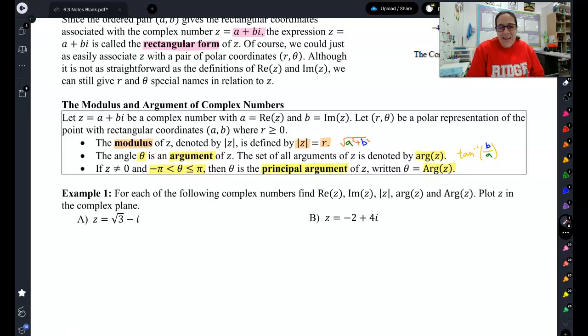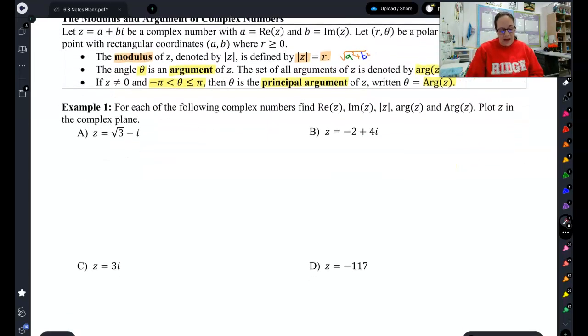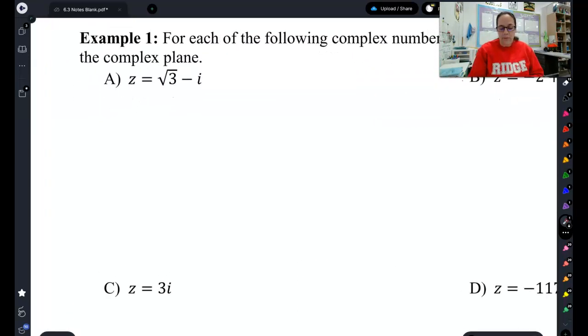So basically, it's the same equations, the same definitions, the same SOHCAHTOA that we've been doing all semester. We're just giving it different names now. Instead of calling it r, we're calling it the modulus. Instead of calling it theta, we're calling it the argument. Instead of calling it x, we're calling it a, or the real part. And instead of calling it y, we're calling it b, or the imaginary part. So understanding all of that, let's try our first problem.